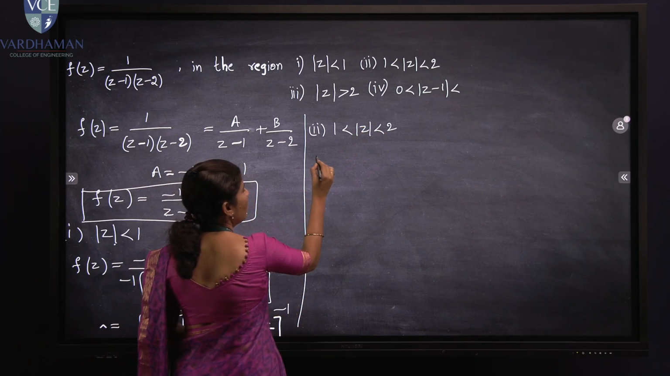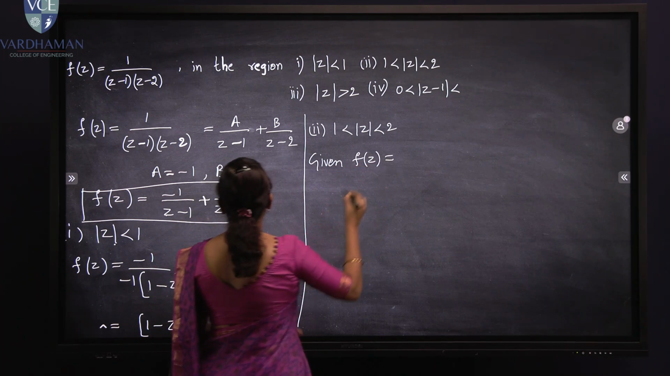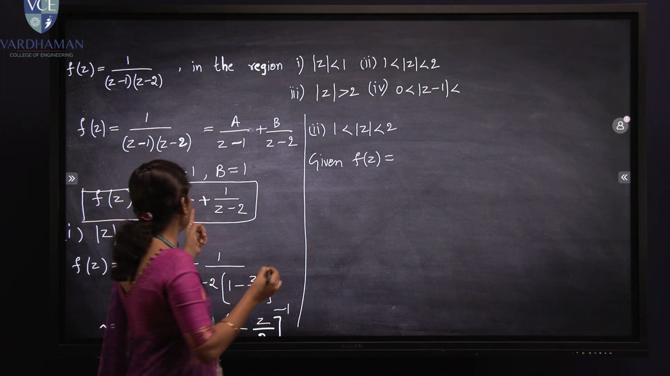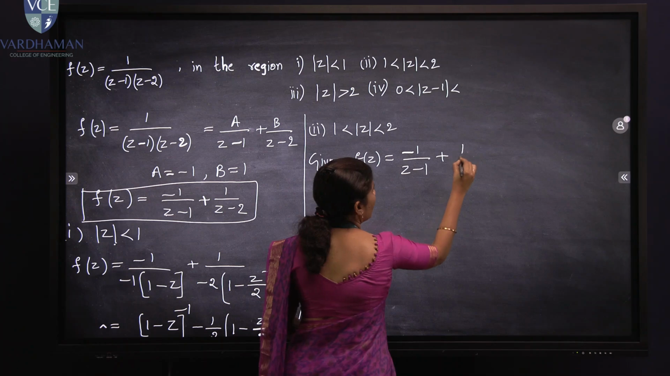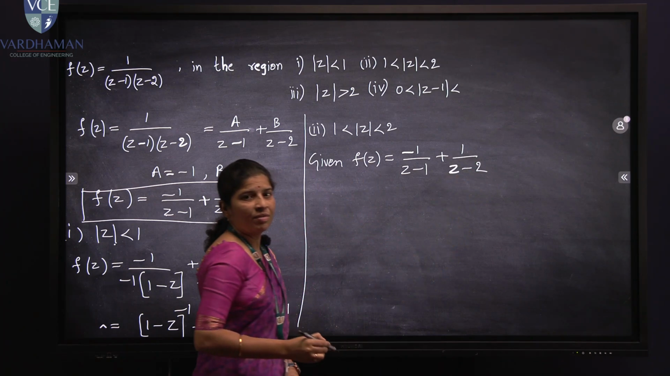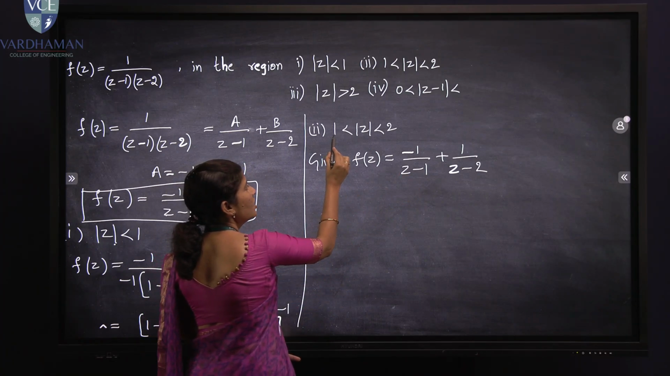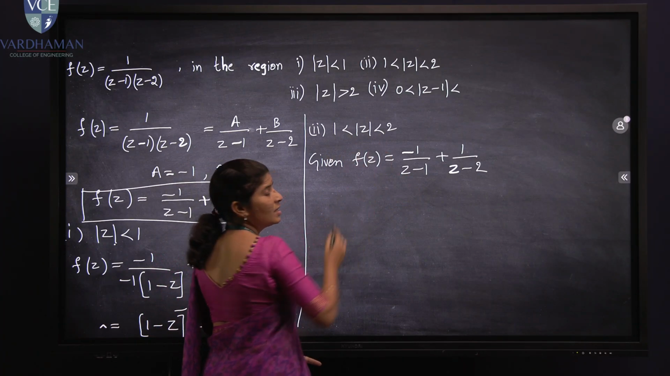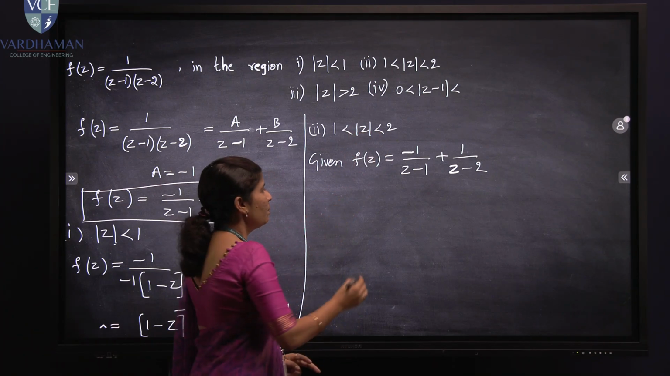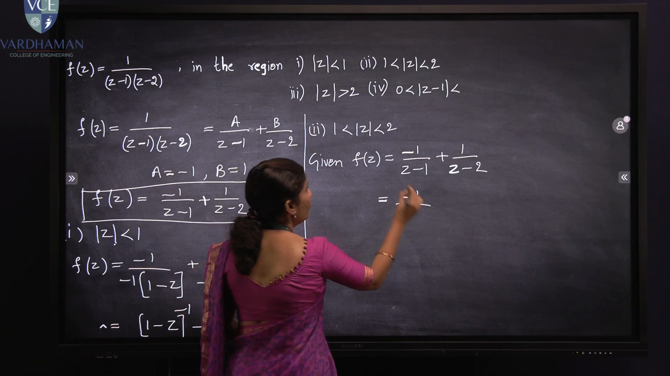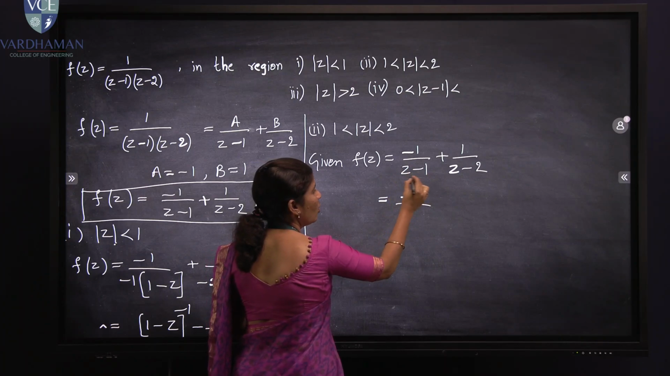First, the given value I will write here: given f of z is equal to, as I already separated this f of z, minus 1 upon z minus 1 plus 1 upon z minus 2. This is our f of z value. Now in this f of z, the region condition given is 1 is less than modulus of z is less than 2, which means modulus of z is in between 1 and 2. In between 1 and 2 means, we know clearly, z is greater than 1.